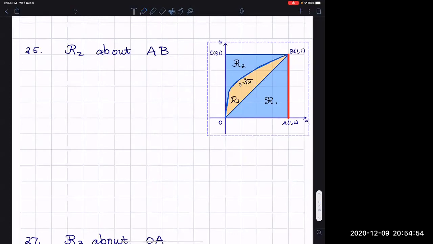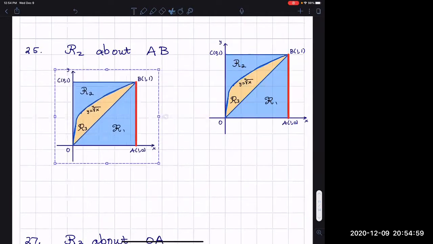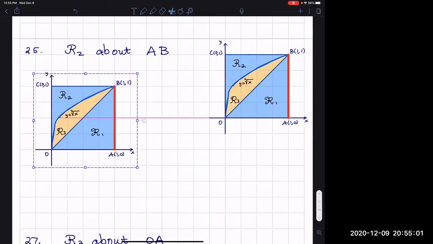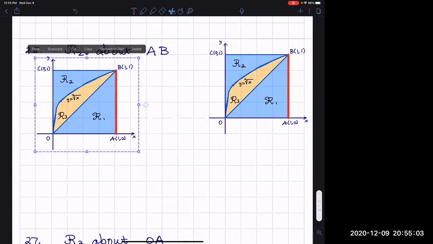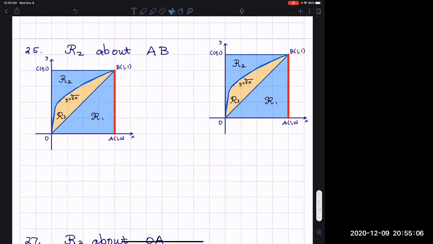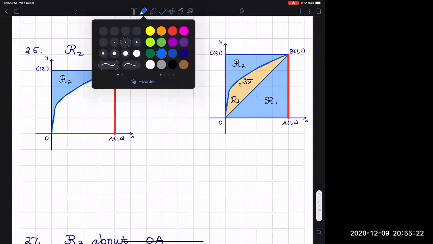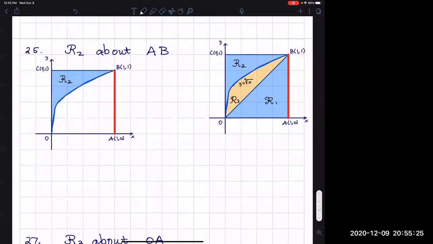Maybe I'll copy this over here and show that rotation. I sort of want to eliminate all the other stuff in my picture, so I'm not distracted by all those other things. So I have R2, and it's just what I have over here. Okay, maybe I'll just leave it like that for a moment.